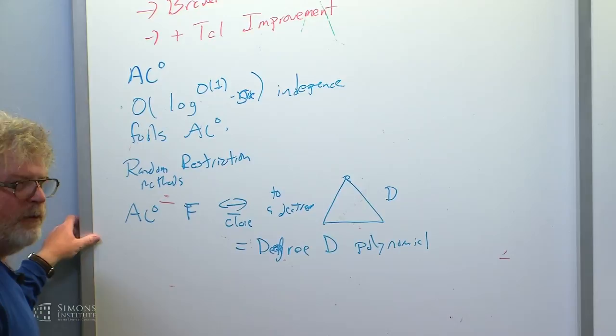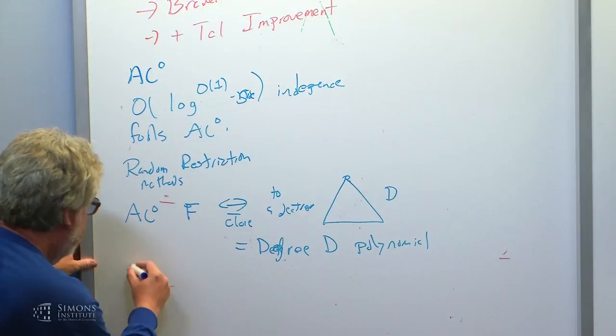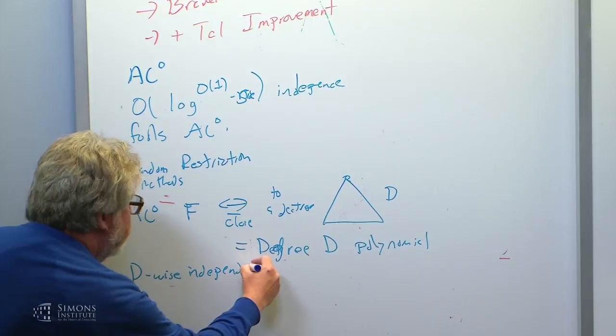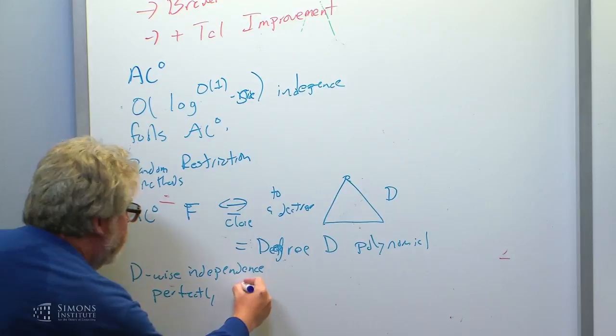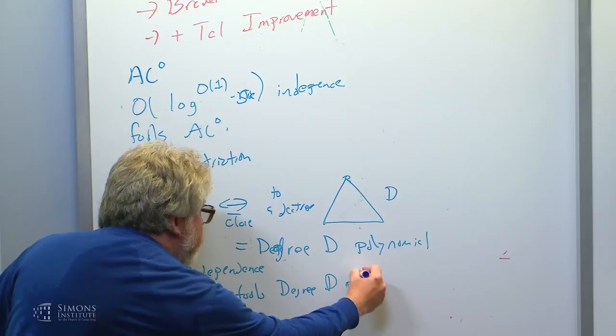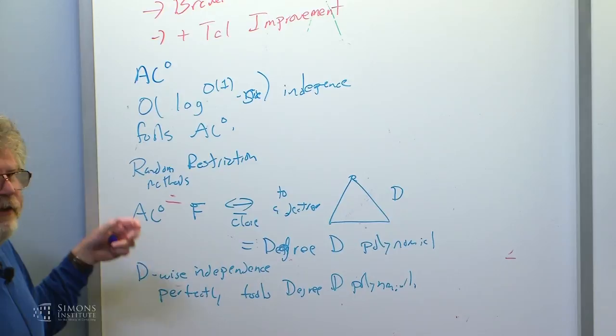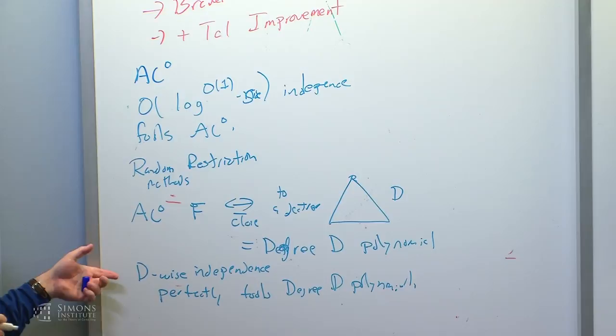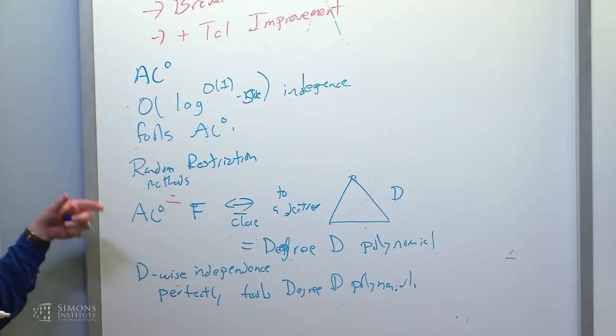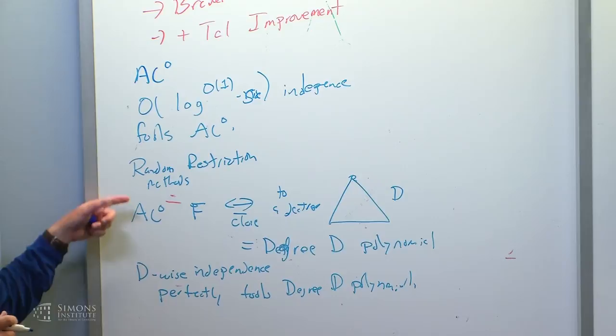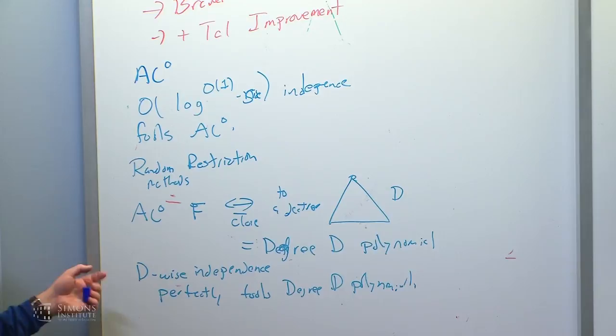And D-wise independence, just as we argued with Luby's algorithm, perfectly fools degree D polynomials, in that the expectation isn't just close, it's exactly the same because of linearity of expectations. Each term involves at most D variables. The D variables are identically distributed, and so the total expectation of any polynomial is the same under any D-wise independent distribution, including the uniform distribution.